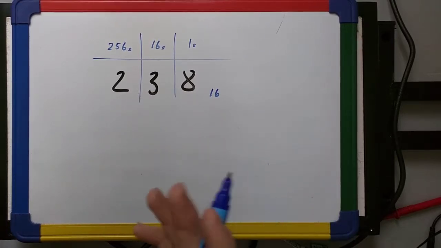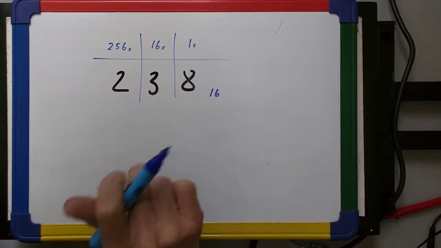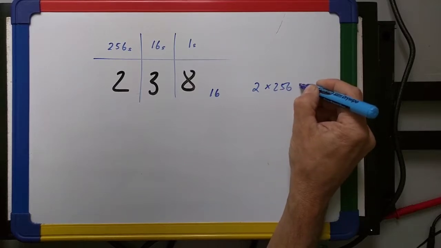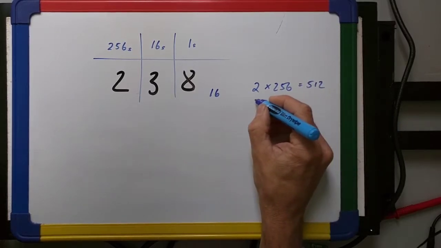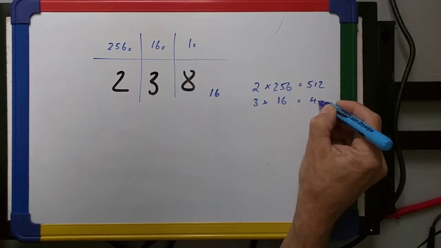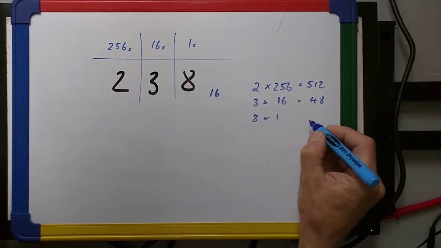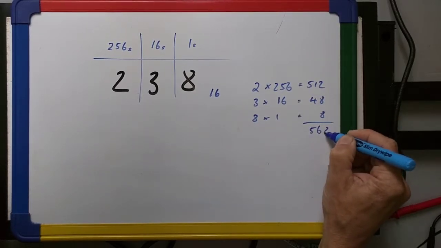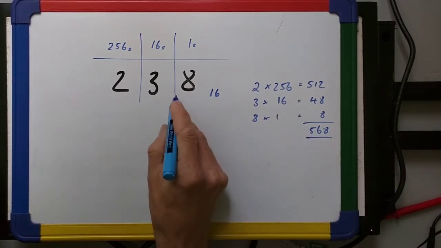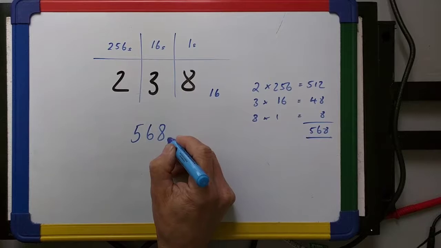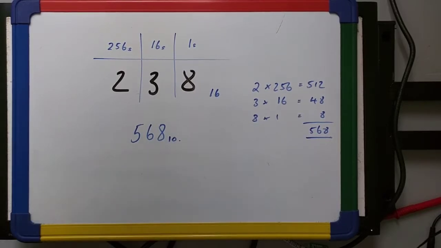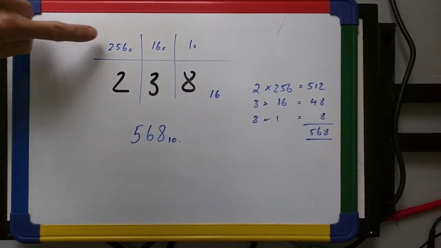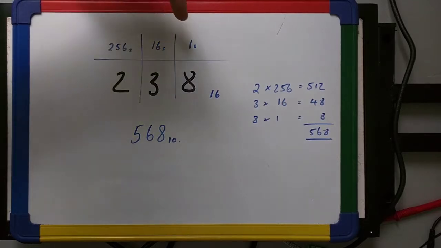So this number 238, if that's a hexadecimal number, not 238 spoken like that, which has to be decimal, but 238 in hexadecimal means 2 256s, which is 512, 3 16s, which is 48, and 8 ones, which is 8, which gives us 568. So this number is 568 in base 10. And that all seems straightforward enough, doesn't it? We just have different headings on these columns. Because it's base 16, it goes up in 16s.